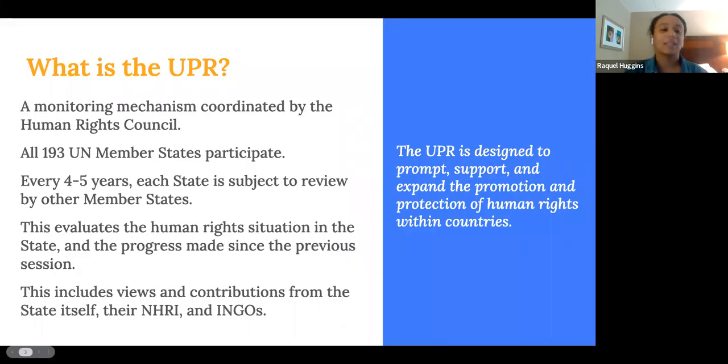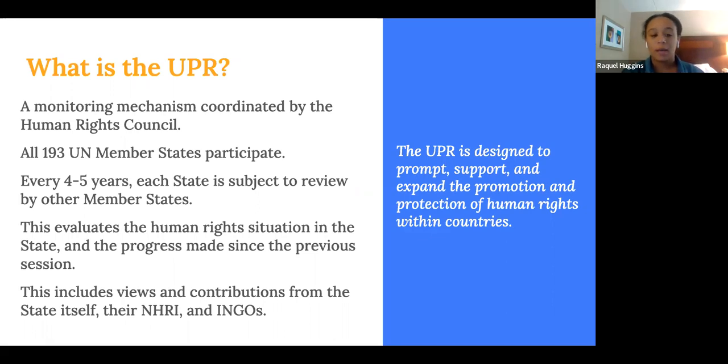Okay, so what exactly is the Universal Periodic Review, or the UPR? It's a mechanism coordinated by the Human Rights Council and participated in by 193 UN member states, so all the UN member states. It happens on a rotation of 4 to 5 years, where each state is put under review by all the other member states. They're given recommendations on the progress that has been made since the last session, and on the entire state of their human rights situation.